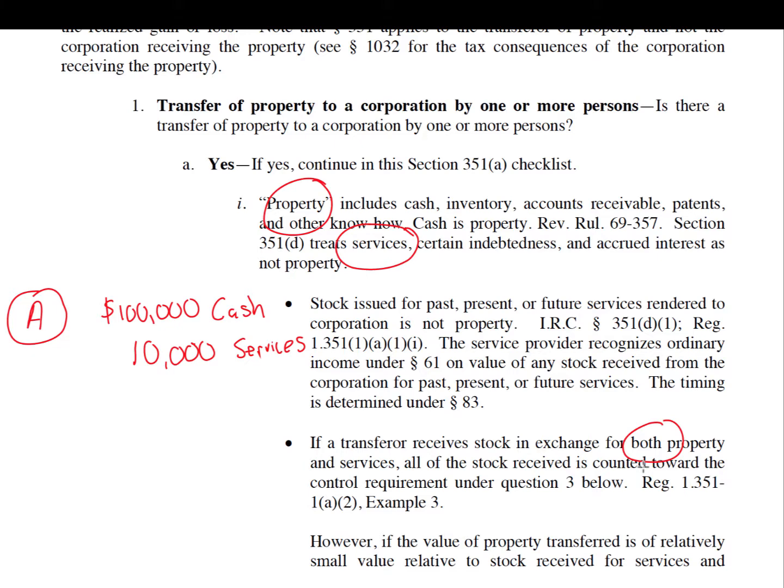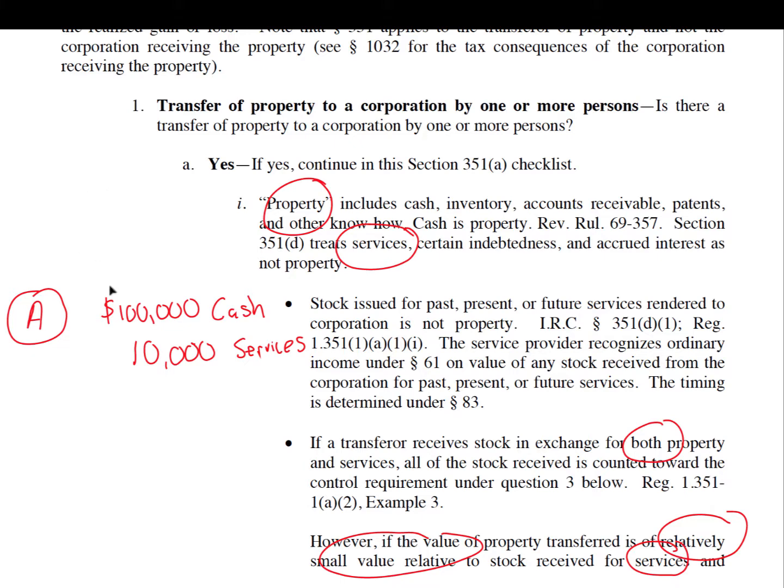Now, the portion of the stock that's given for services, you're going to have to recognize gain on that portion. However, the issue is that later on you'll see that we're trying to determine the percentage for purposes of getting control. Now, what if the value of the property is relatively small related to the services? So what do I mean?